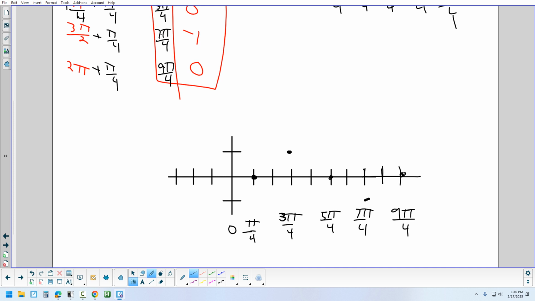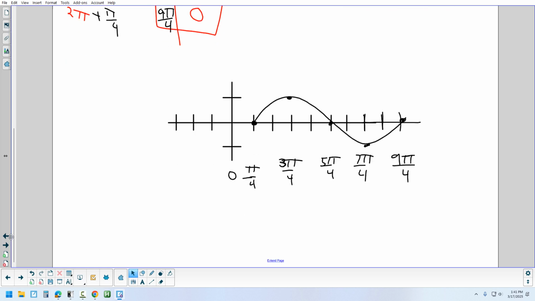My spacing got a little off with my tick marks, but that's pretty good. Okay, and that's the graph of sine shifted to the right pi over 4 radians. The original would have been right there. So not much of a shift. There's the original. There's the new one. Okay. Any question on that? Okay.